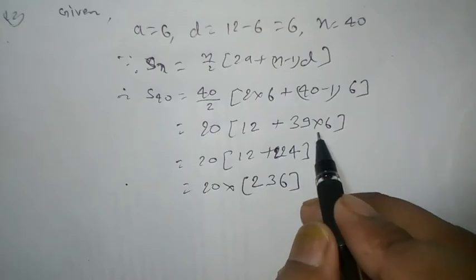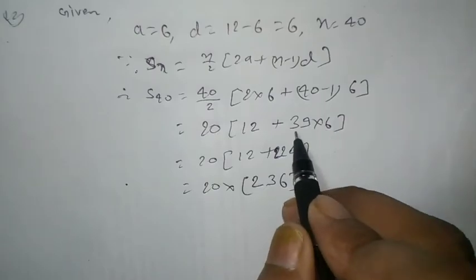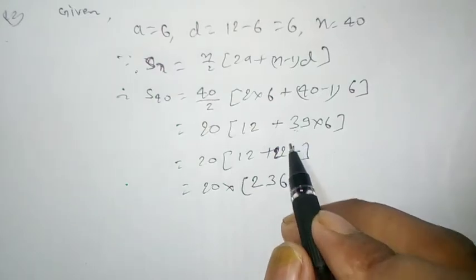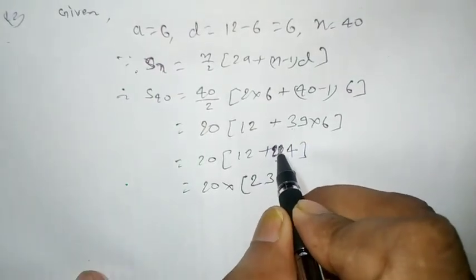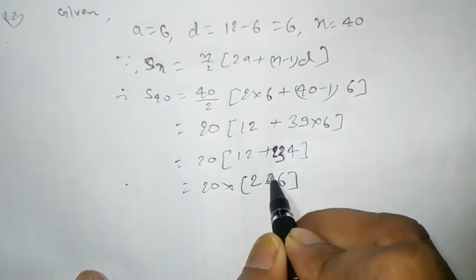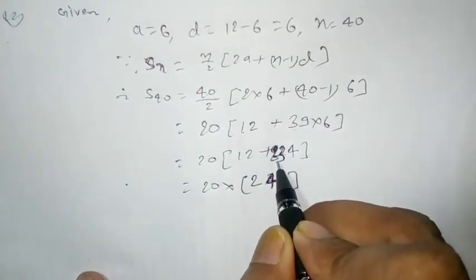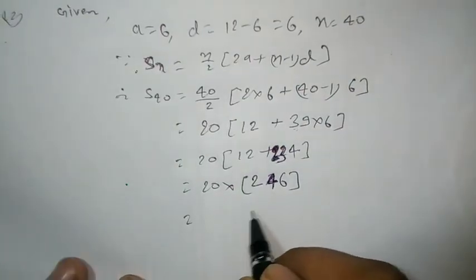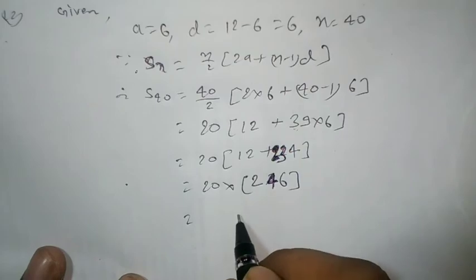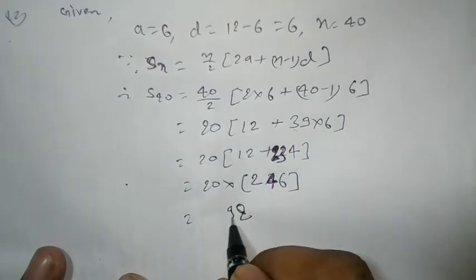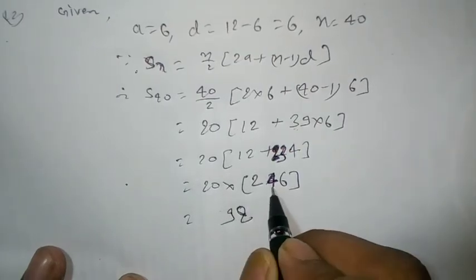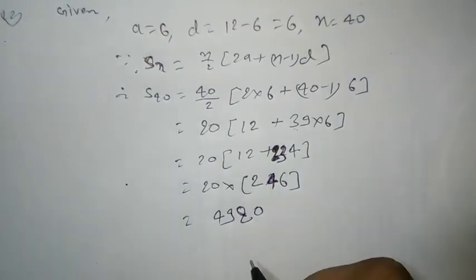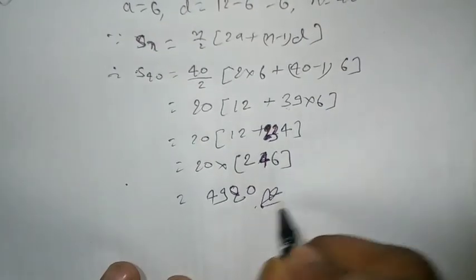Sorry, 234. So 20 into 246 is equal to 4920. This is your answer.